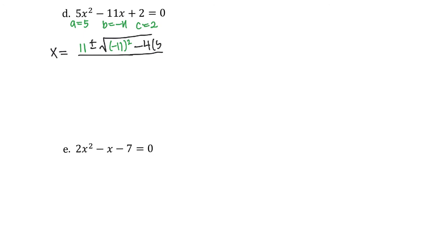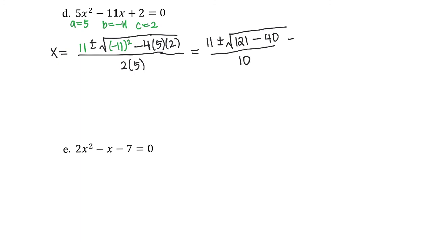Minus 4ac all over 2a. Hopefully you're getting pretty good at that plugging in step. Okay, negative 11 squared is going to turn out to a positive. 11 times 11 is 121. 4 times 5 is 20, times 2 is 40. Okay, now do I know the square root of 81? I do know the square root of 81, which honestly is very sad because I have to do more work.